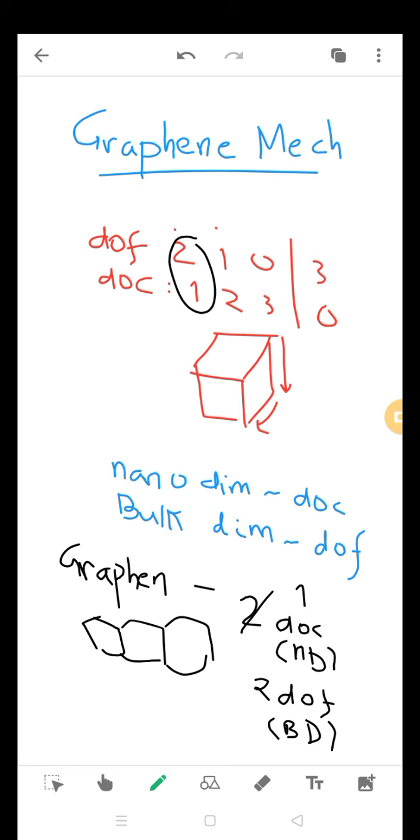Whereas if you roll it and form a nanotube out of it, the carbon nanotube, then the degree of confinement, the nano dimension, becomes 2 and the degree of freedom becomes 1, that is only along the length. So there is a change between DOC and DOF when we form a carbon nanotube out of a graphene sheet.